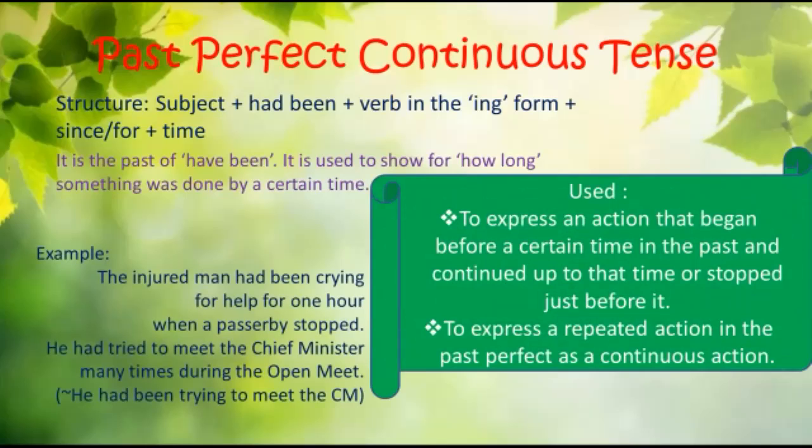To express a repeated action in the past, perfect is used as a continuous action. He had tried to meet the chief minister many times during the open meet. He had been trying to meet the CM. So here we should use the past perfect continuous, but instead of that we use the past perfect tense. This is because it is a repeated action.